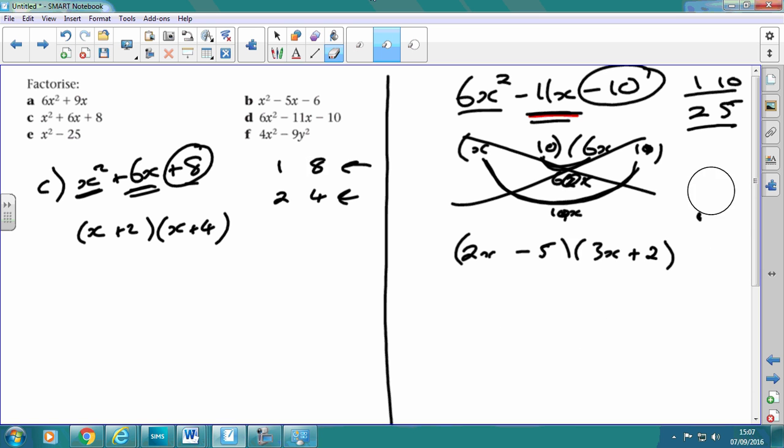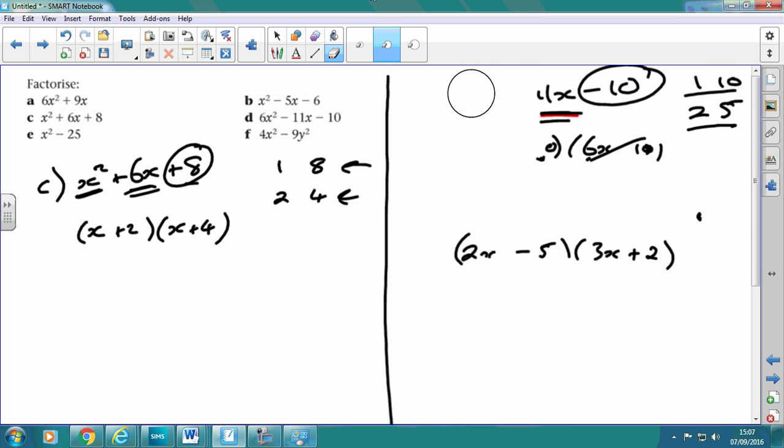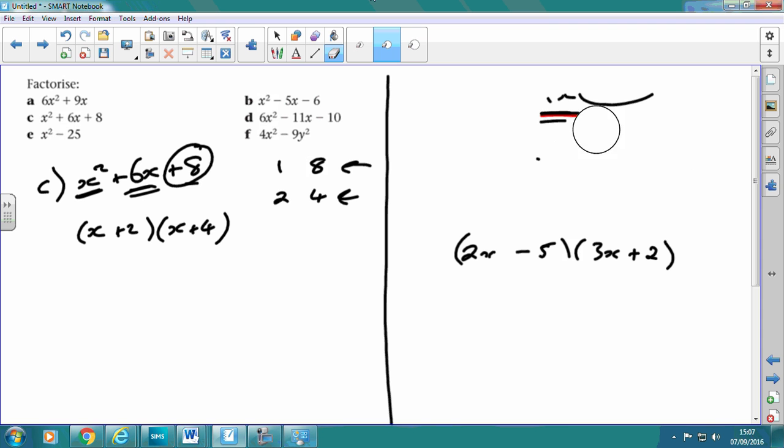So eventually, we arrive at our answer. Now, I purposely did it that way to show that it is trial and error. But the more you get to do this, you'll be able to eliminate things quite quickly.